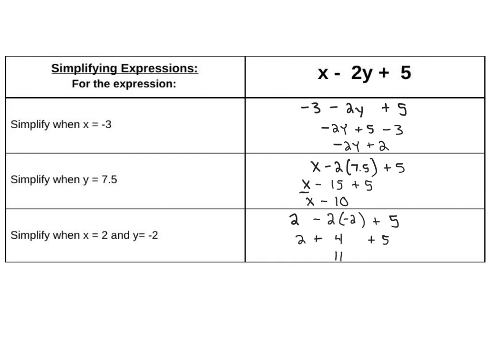So in my first step, I replaced x with 2. And in my second step, I replaced y with negative 2. And then I started simplifying. So negative 2 times negative 2 is positive 4. So that switched to 2 plus 4 plus 5. And I could simplify that all down further to 11. So sometimes when you simplify, you will come up with just one number. It doesn't necessarily mean you solved anything. It just means you were able to simplify down to a single number.